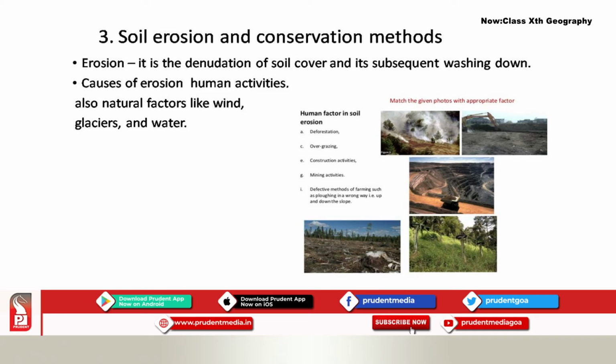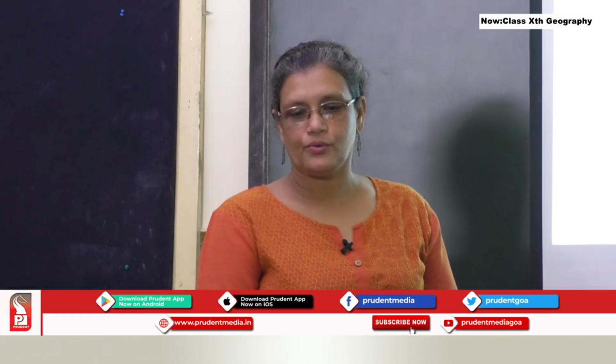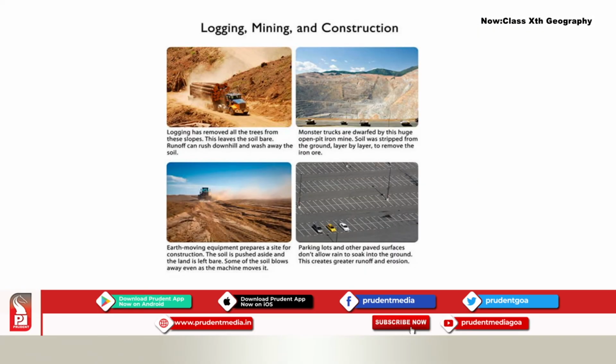These are some of the human factors that erode: deforestation, overgrazing, construction and mining. Also, we have got logging. When we cut trees, the soil cover gets a chance to degrade. Open pit mining. Mining also enables the wind. Besides the water, there's also wind erosion that takes place here. Earth moving equipment used for construction. When we have paved parking, there is no place for the water to seep into the soil, therefore the soil will erode.